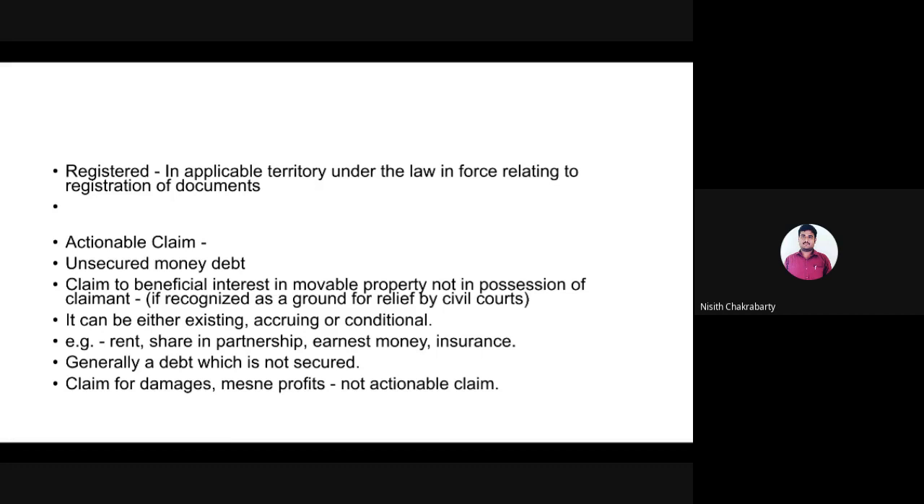Again, you have to know that claim for damages and mean profits are not actionable claims. What is a claim for damages? Damages, as in I have made a contract with B to purchase certain goods, but then I did not fulfill the contract, I did not purchase it. He can claim damages from me, saying my goods were perishable in nature, and that's why they perished in the process. If that is the case, they can claim damages as per the Indian Contract Act. They can't treat it as an actionable claim here.